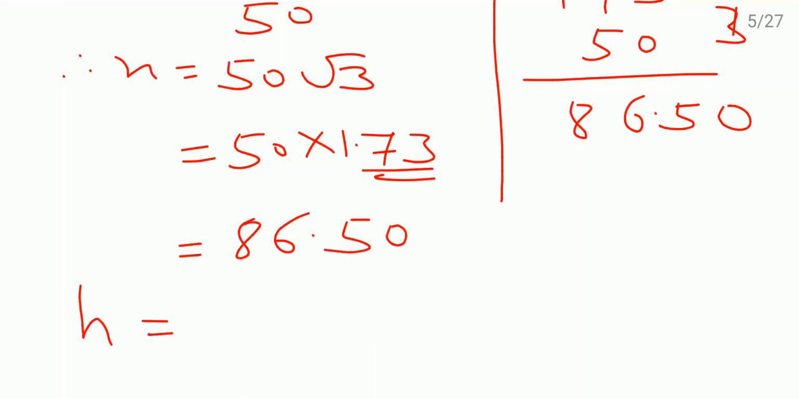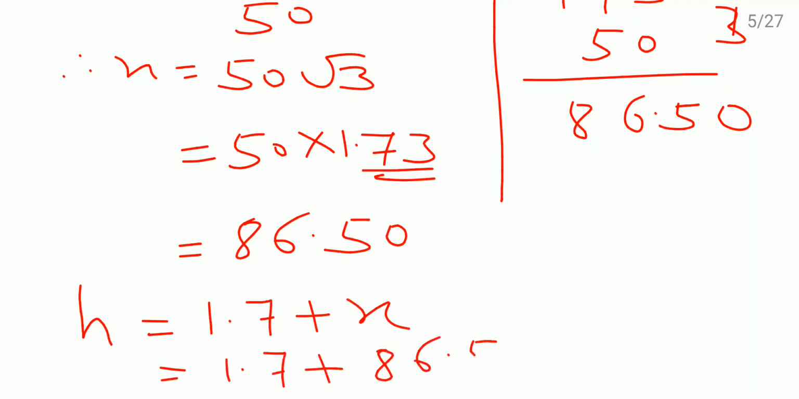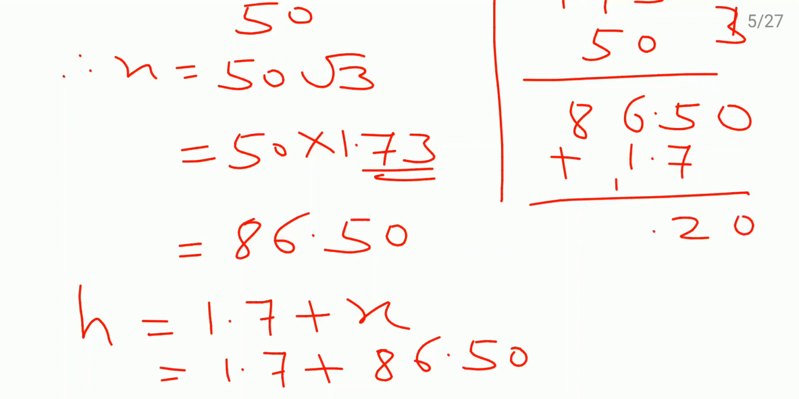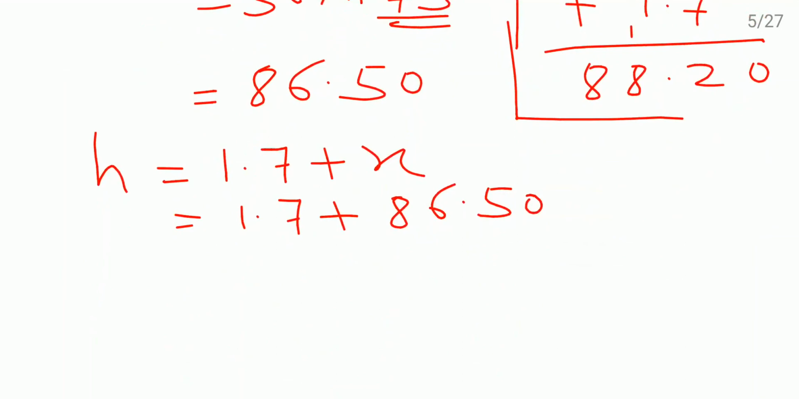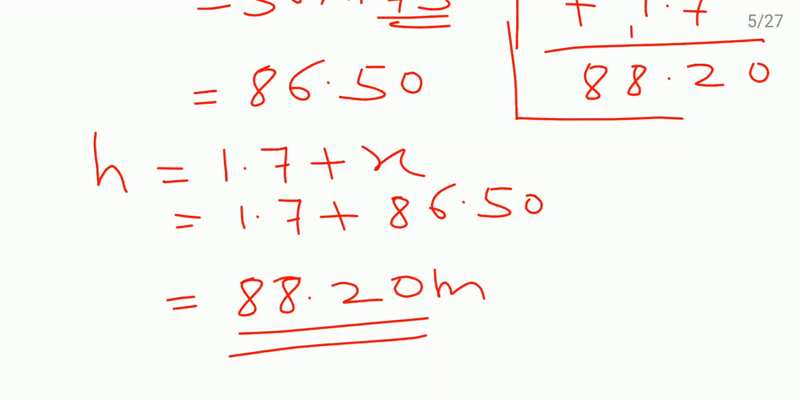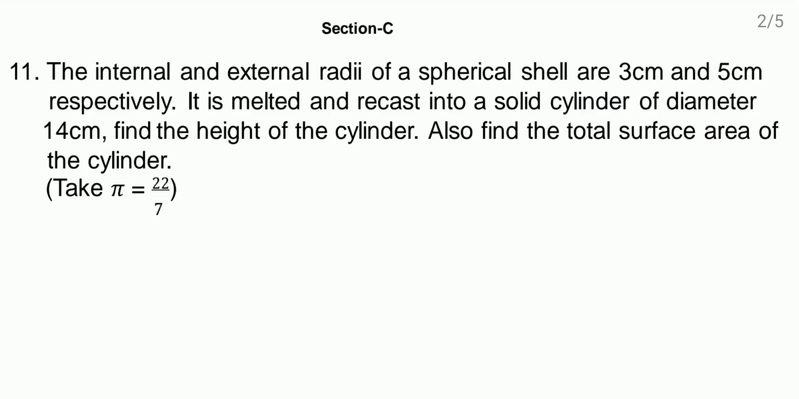So h, which is equal to height of the boy is 1.7 plus x, right? So which is nothing but 1.7 plus 86.50. So here itself I will show you the addition. 86.50 plus 1.7, the 0 as it is. 7 and 5 12, 1 carry 8 and 8. So this one here comes as 88.20 meter. So height of the building is 88.20 meter. Let us see section C.